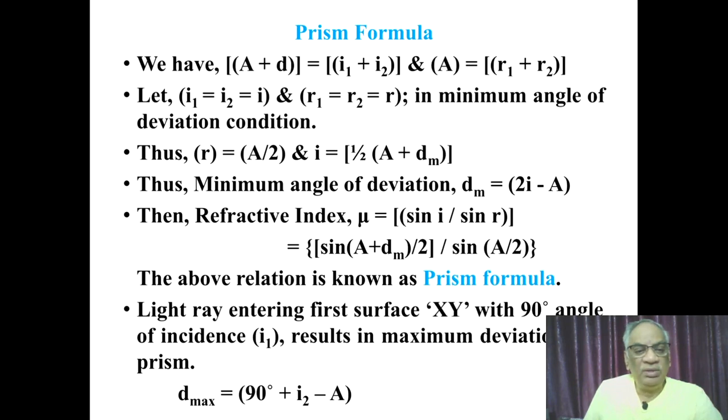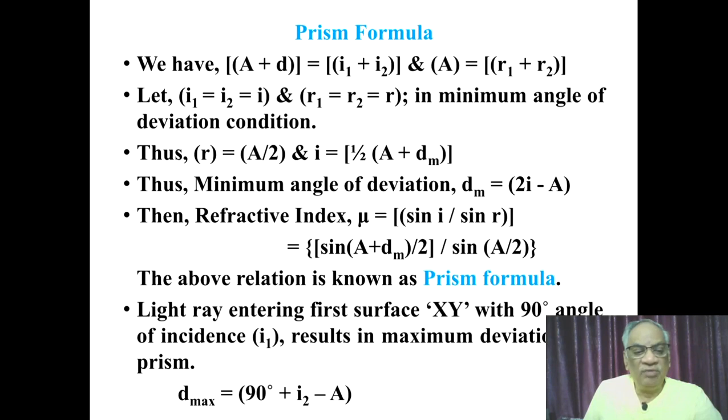Let us understand the prism formula. We have A plus D is equal to I1 plus I2 and A is equal to R1 plus R2. Let I1 is equal to I2 is equal to I and R1 is equal to R2 is equal to R in the minimum angle of deviation condition, where angles of incidence are the same and angles of refraction are the same. Thus R is equal to A by 2 and I is equal to half of (A plus dm). Thus minimum angle of deviation dm is equal to 2I minus A. Then refractive index mu is equal to sin I by sin R, which is sin((A plus dm) by 2) by sin(A by 2). This relation is known as the prism formula.